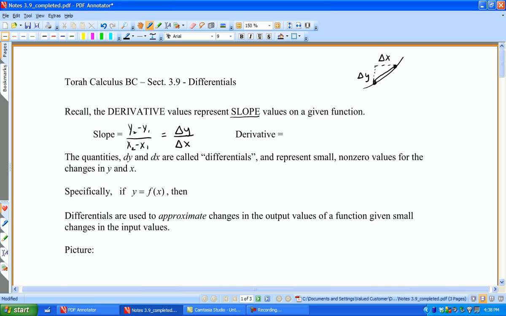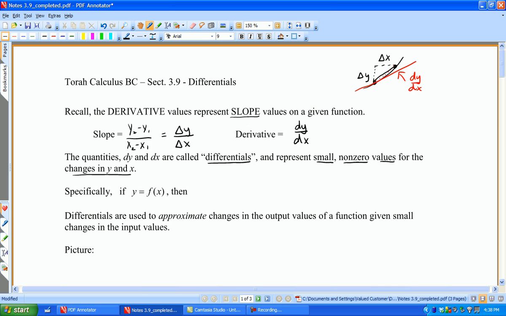When we write derivative, we don't write delta y and delta x, we write dy and dx. And remember that was derived by taking those 2 points, moving them closer together so that eventually we had simply 1 point. And the slope of that line was called dy dx. So these quantities, dy and dx, you can think of them like a delta y and a delta x. They're small quantities, and they're called the differentials. They represent small, non-zero values for the changes in y and x.